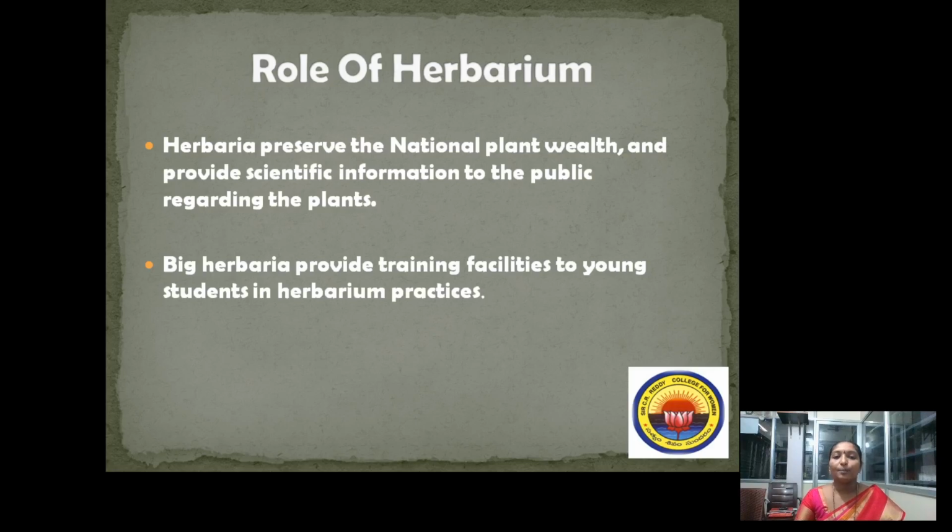And then herbaria preserve the national plant wealth and provide scientific information to the public regarding the plants. So we have more than thousands of medicinal plants in India, which are very useful and need to be explained to many persons for various purposes. We explain with the plant specimens so that they can recognize and identify them easily. It is also said to be a national plant wealth.